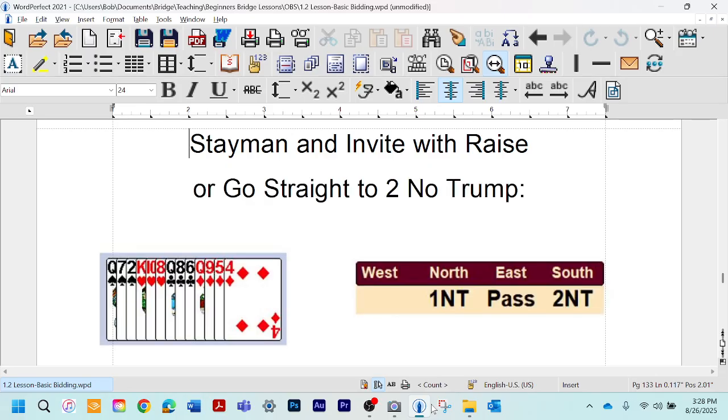And you can go straight to no trump if you don't have a 4-card major. See this hand here, he doesn't have 4 hearts or 4 spades. So there's no sense in using Stayman. He just goes straight to no trump. 1 no trump, pass, 2 no trump. 2 no trump says, partner, I have 8 to 9 points. I do not have a 4-card major. You make the decision.